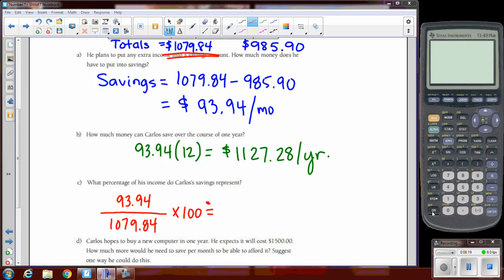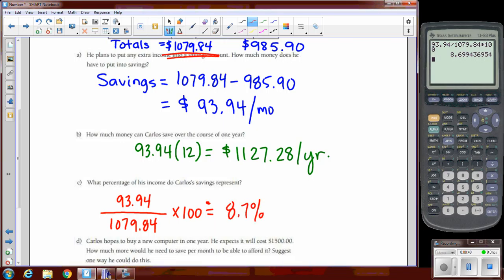So I'll show this on the calculator to see how the numbers show up. We got 93.94. Dividing that by the 1,079.84, multiplying by 100, we get this big string, but we could round that to one decimal place and say that he's saving about 8.7% each month. So not too bad.